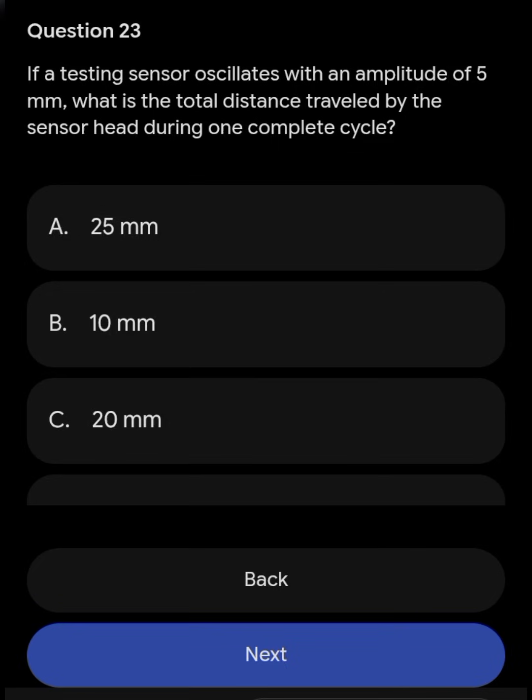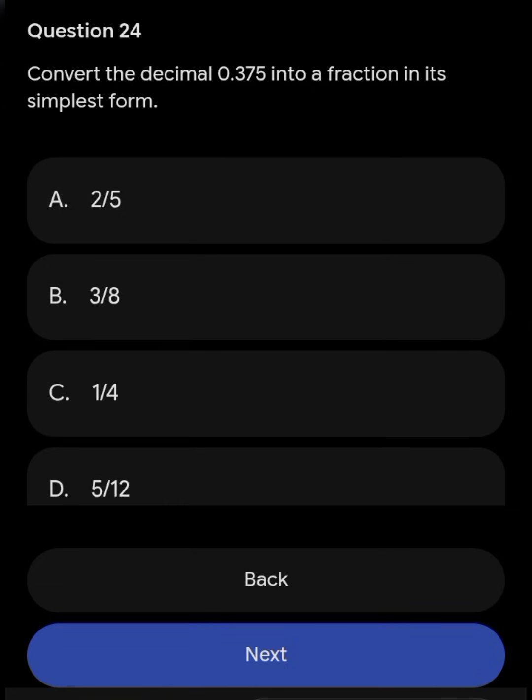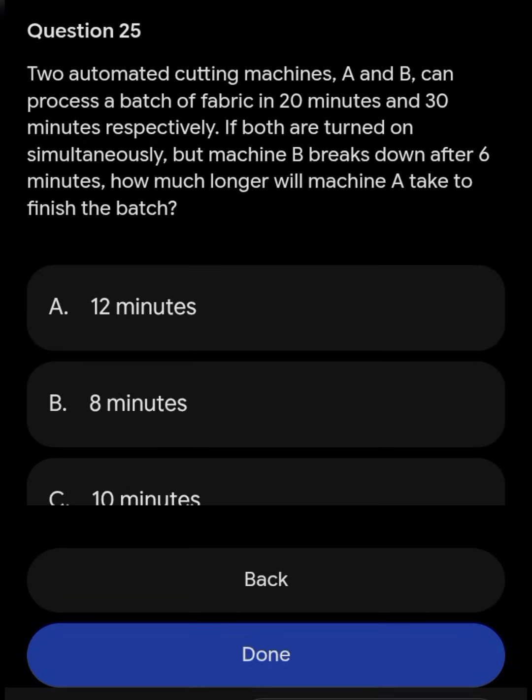You can solve this question by yourself. Now, in a testing sensor the oscillation amplitude is given. What is the total distance traveled by the sensor head during a complete cycle? It is also a simple question. Now let's look at the next question, about fractions. It is given as 0.375 and we need to convert it into a fraction. Most of us go with 375 by 1000 and then solve it. You can do it by this method and other methods as well.